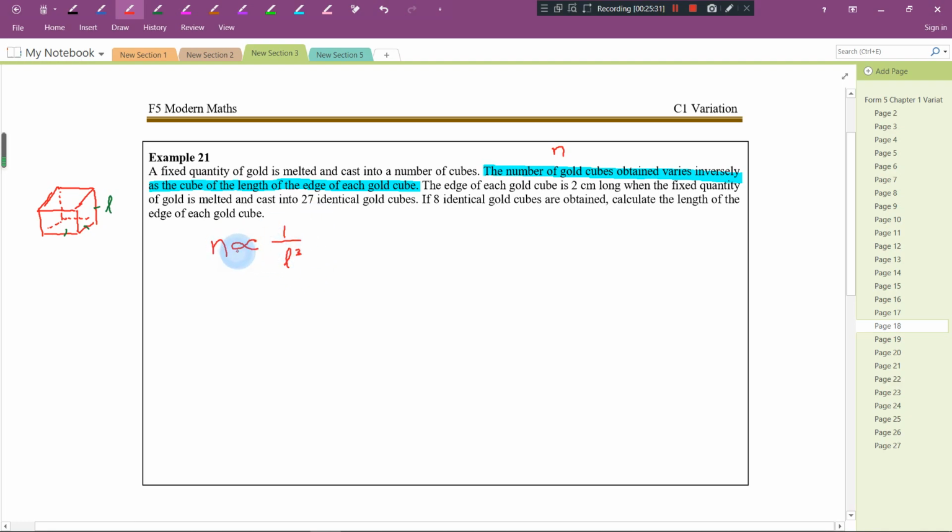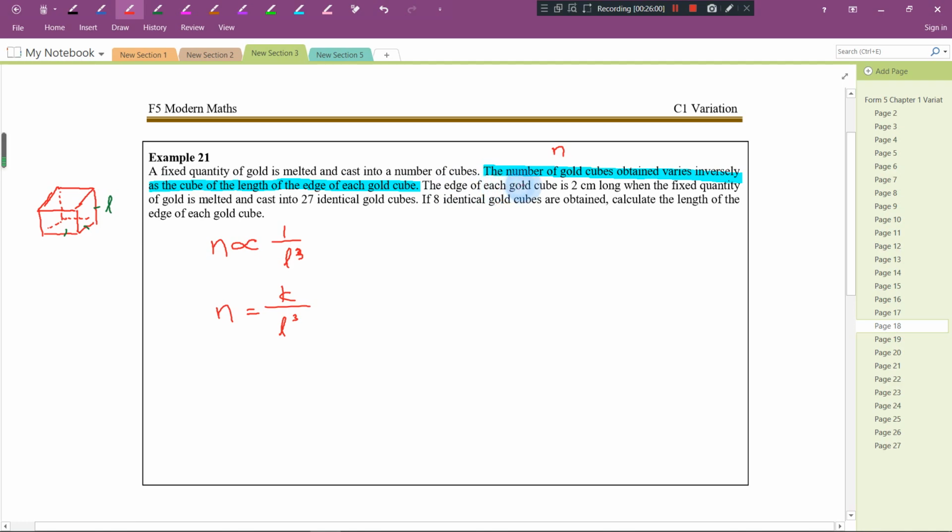Okay, this is cube. This is the variation relation. But when you want to calculate, we always write it in equation form. N is equal to K over L cube. We put a cube here because the question tells us it varies inversely as the cube of the length of the edge of each gold cube. Make sure you write this correctly, otherwise you will get the wrong answer.